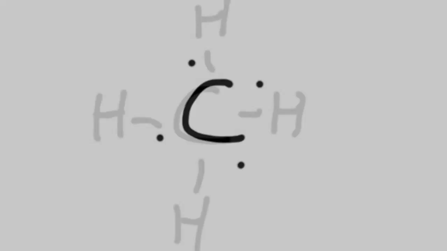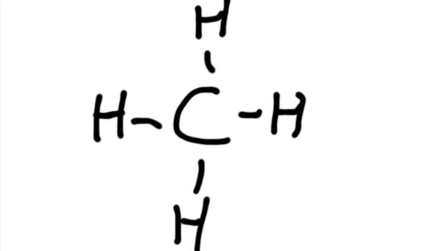Carbon has 4 electrons in its outer shell, and will get 4 dots in its dot diagram. Carbon will want to make 4 bonds. This is what methane, or CH4, looks like.